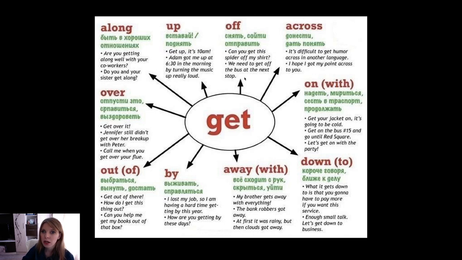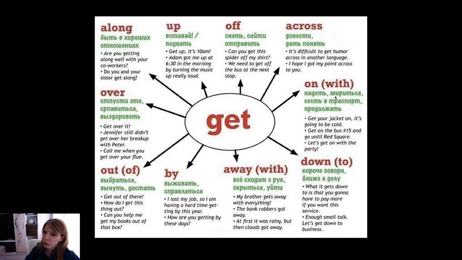Get across. Get across, то есть дословно донести до кого-либо какую-то информацию. It is difficult to get humor across in another language. Передать юмор на другой язык является сложной задачей. Да? So to get across to the listener or to the public. I hope I got my point across to you. Надеюсь, я донёс до тебя свою точку зрения. Да, я дал понять, в чём заключается моя точка зрения.